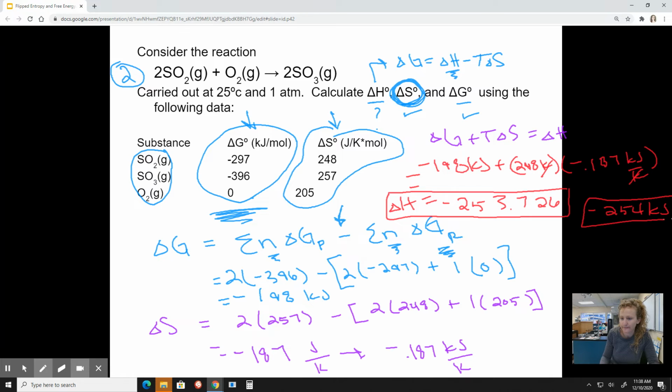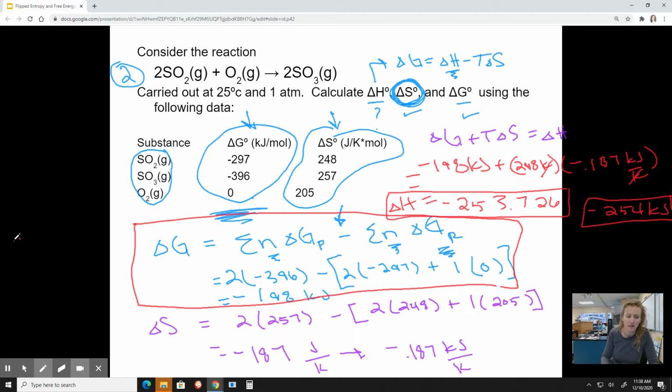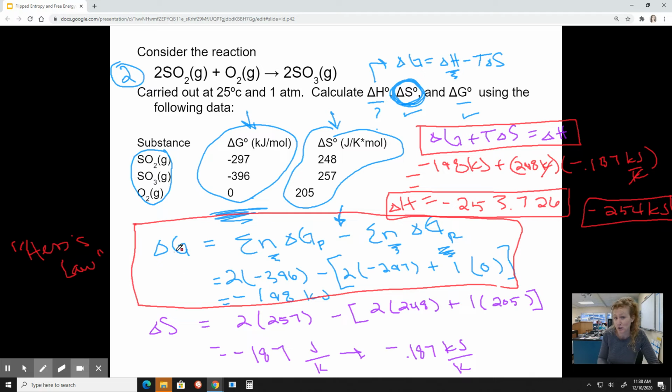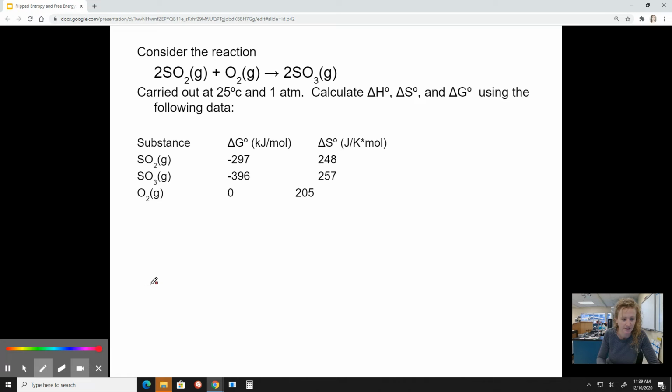There we go. Okay, so here we see our second way of calculating free energy using a Hess's law sort of approach. And then we see that equation we just used on the last one, method number 1 of calculating delta G, in order to get back to H. So this is a 2 equation kind of problem. Look at us go.